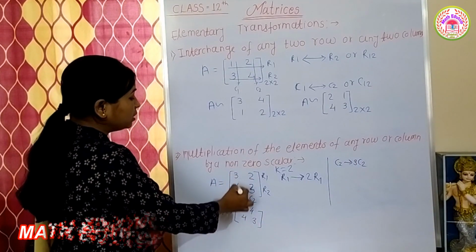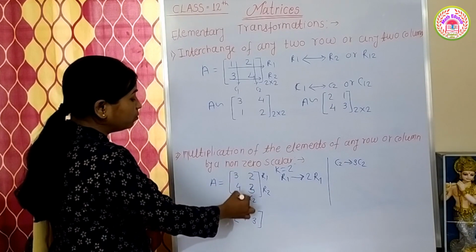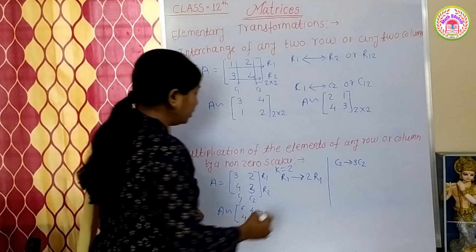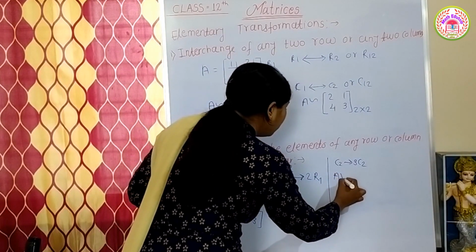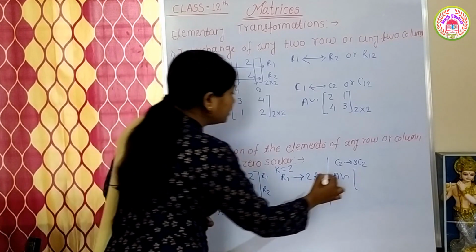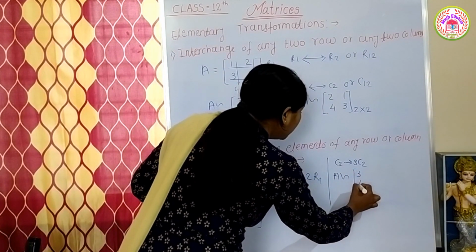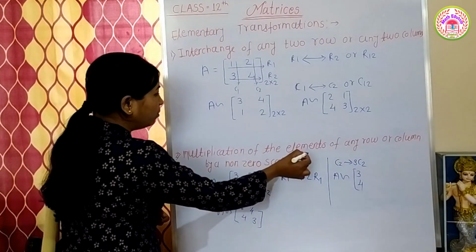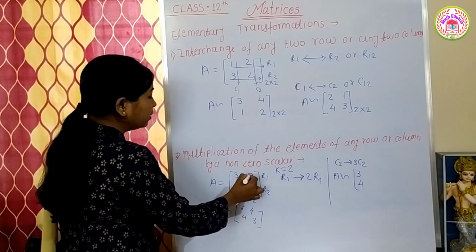Then first we write this C1 column as it is. OK, no change in C1, so we first write the column which remains as it is. Then this new matrix is equal to the A matrix, and the C1 column's elements are as it is, because we have changed the C2 element only. Then what is the change for the C2 element? We have multiplied the elements of C2. C2 के elements कौन से?